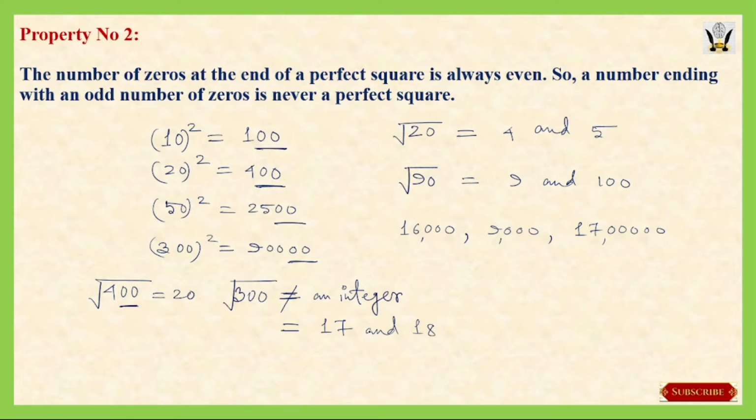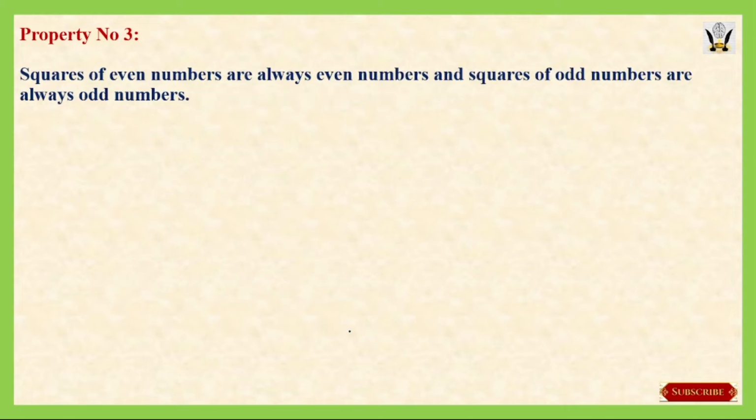So I repeat that if a number has an even number of zeros at the end, that does not always signify that the number will be a perfect square. But for a number to be a perfect square, the criterion is that at the end it should have an even number of zeros. If it has an odd number of zeros, then that number can never be a perfect square. And that's what this property is all about.